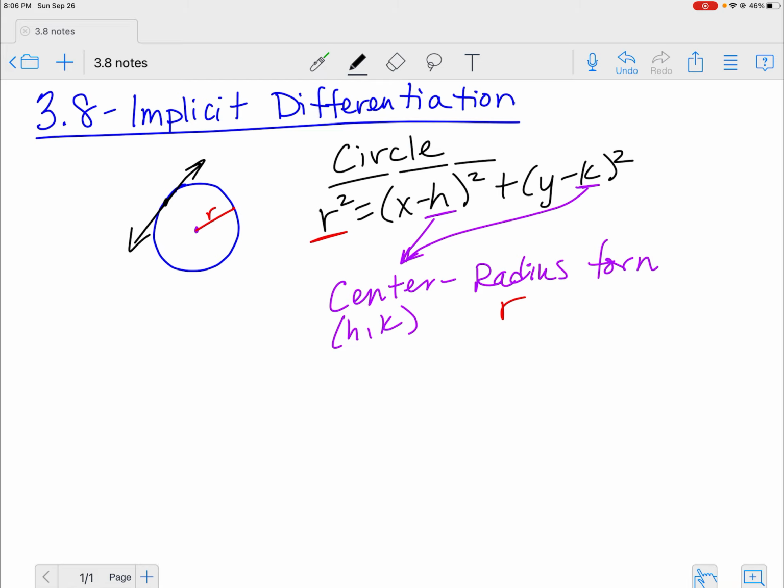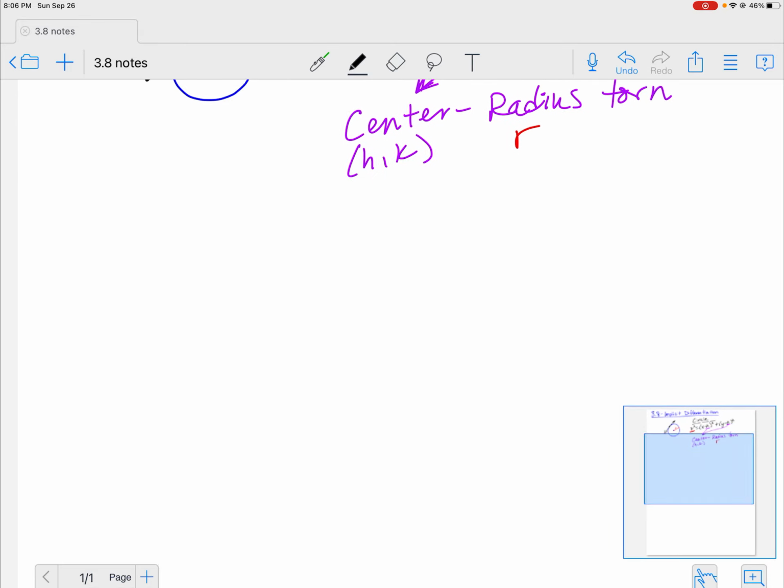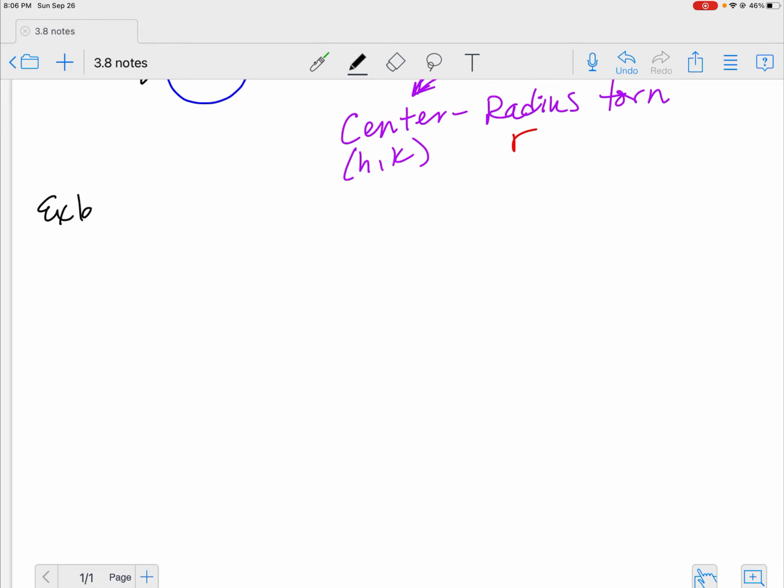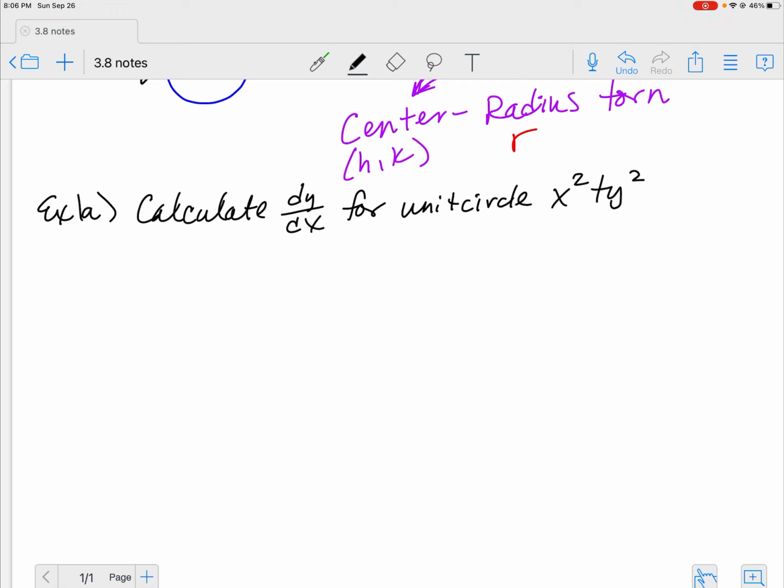Okay, so here's where we're actually going to be using this. Scoot it up a little bit. Here is example 1A. In example 1A, it says we are going to calculate dy/dx for the unit circle, x squared plus y squared equals 1. So we're just finding dy/dx in part A, and then part B is where we're going to find the slope at a specific point. I thought we were doing it all at once, but we're not.